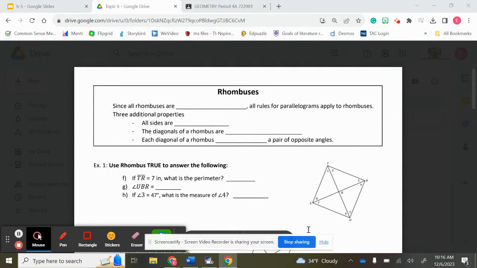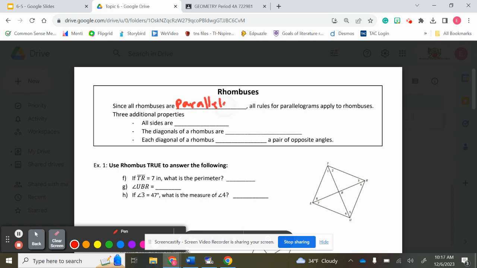Okay, so here's our note sheet. We're going to talk just about rhombuses today. Then we also have to learn about squares and rectangles. Since all rhombuses are parallelograms, all rules for parallelograms apply to rhombuses. We just talked about that with our foldable.